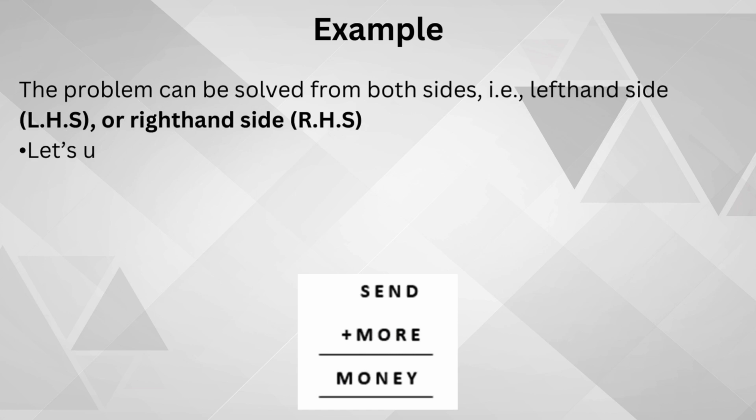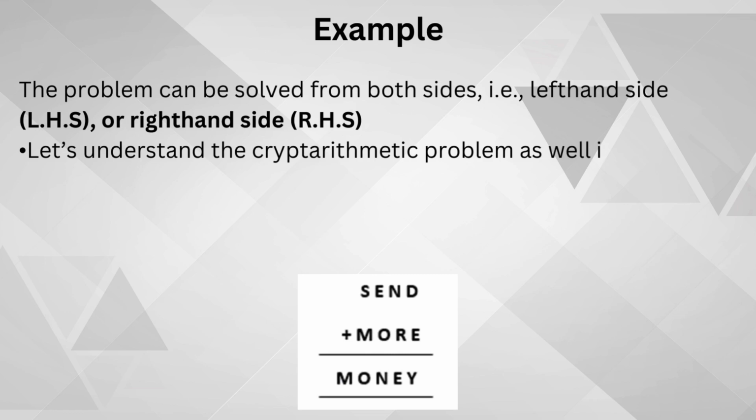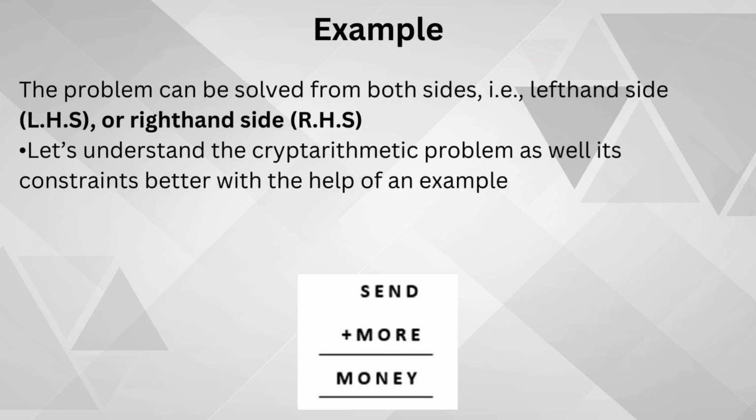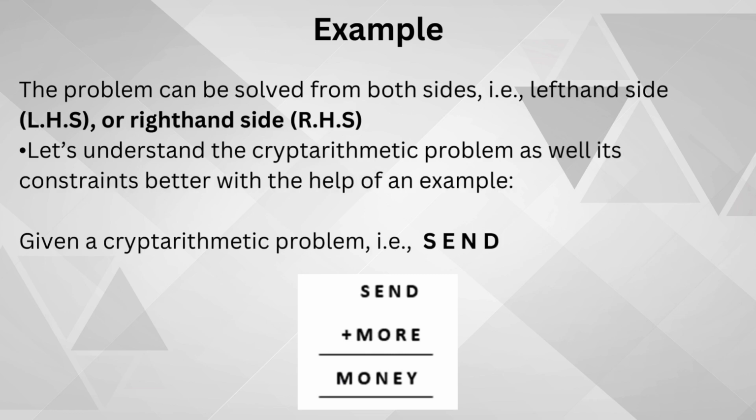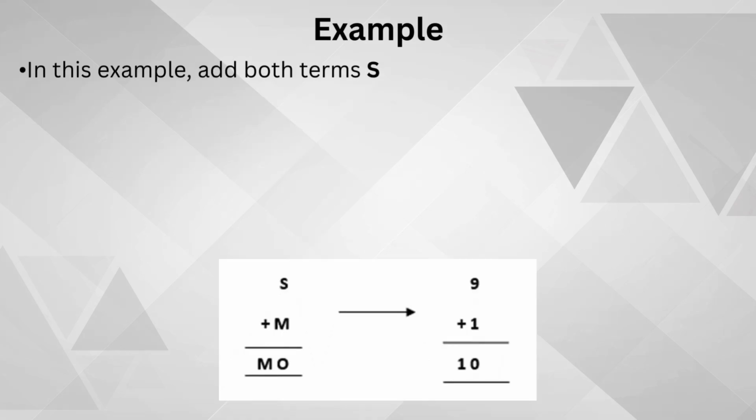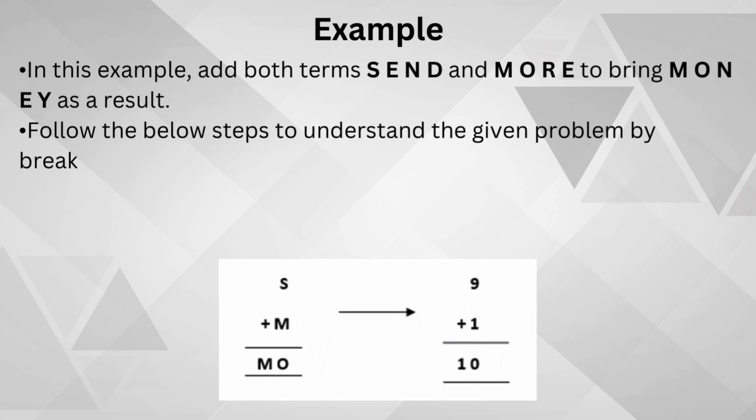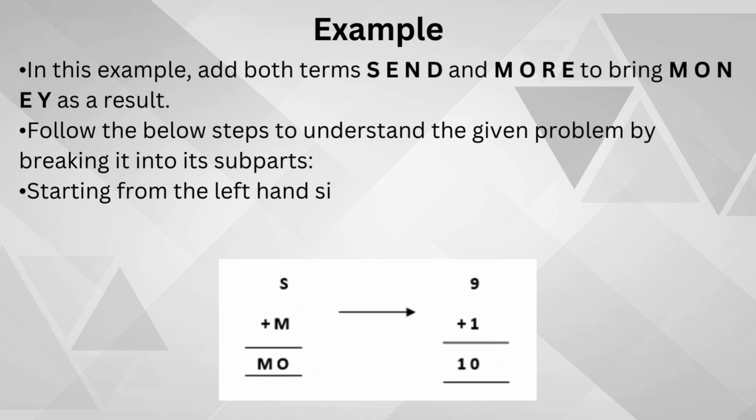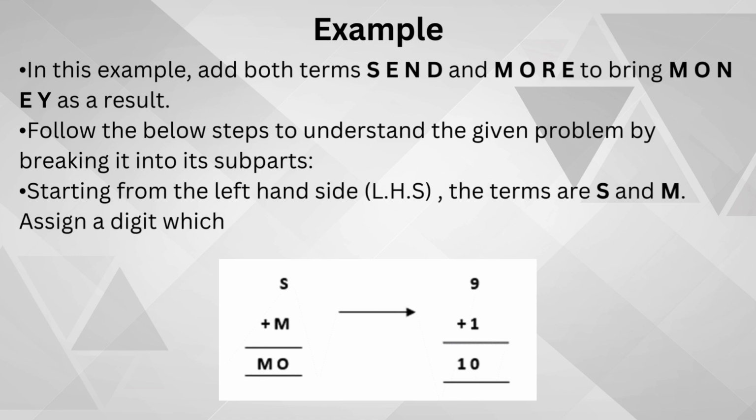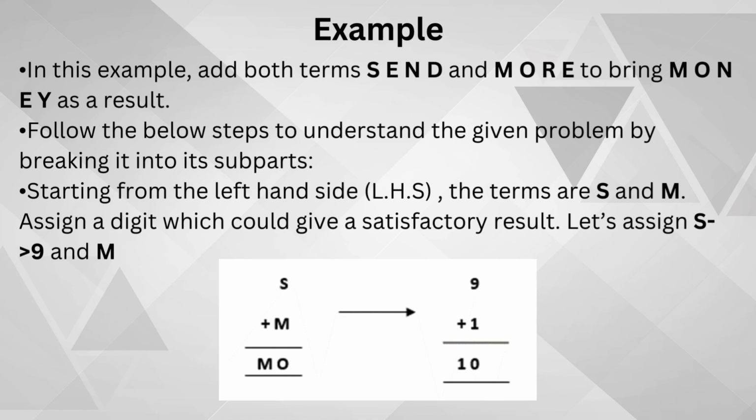Let us understand the cryptarithmetic problem as well as its constraints better with the help of an example. We are given a cryptarithmetic problem, that is CENT plus MORE is equal to MONEY. In this example, add both terms CENT and MORE to get MONEY as a result. Follow the below steps to understand the given problem by breaking it into its subparts.